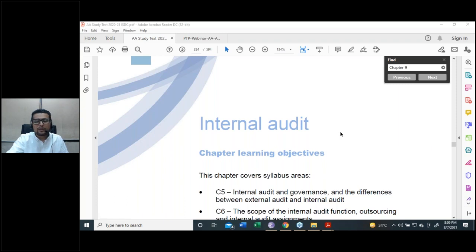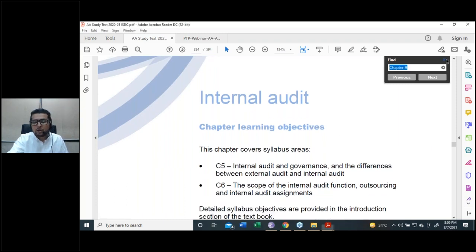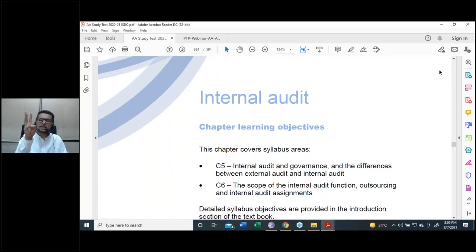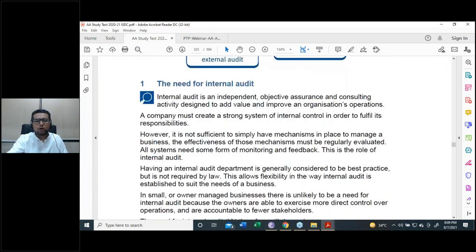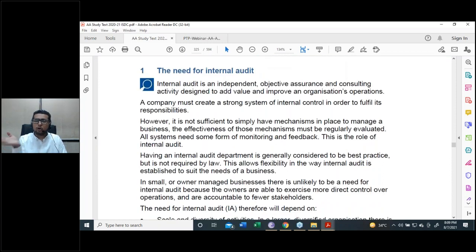Fantastic. Okay, another minor topic: ethics, corporate governance, internal audit. The third minor topic is called internal audit. Now, what's internal audit? Internal auditors are auditors either appointed as an employee by the company or they could be outsourced to a third party.